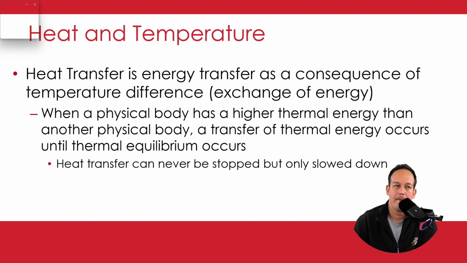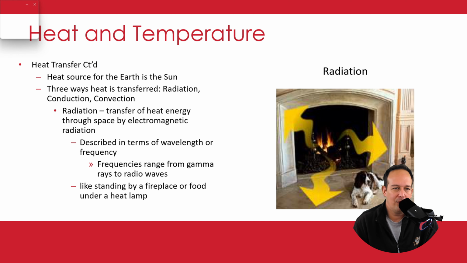All right, and so there's three types of heat transfer. So there's radiation, conduction, and convection. So here we have a picture of a dog sitting in front of a fireplace, and the fire is not on the dog. It's just nearby, and so it's electromagnetic radiation from the fire that's going out from the fire, and whatever that radiation makes contact with is transferring that heat.